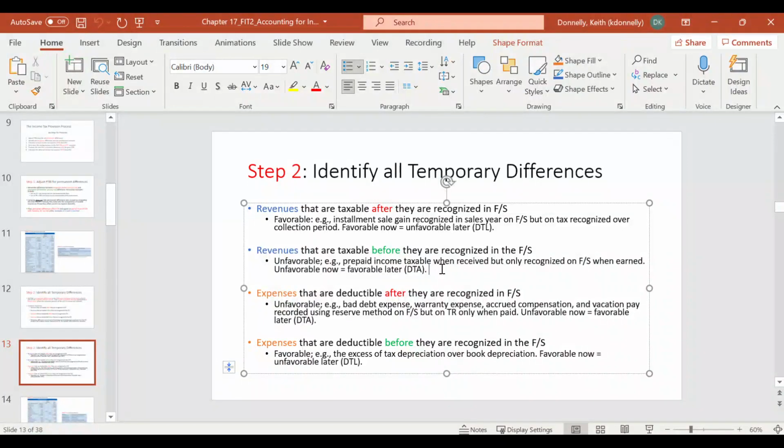Taxes basically say, prepaid, if it's cash in, it's taxable then. So if you get prepaid income on the tax return, it's going to be taxable now. But on your financial statements, it's going to be taxable later when it's earned. That's why these are revenues that are taxable before they're recognized on the financial statements.